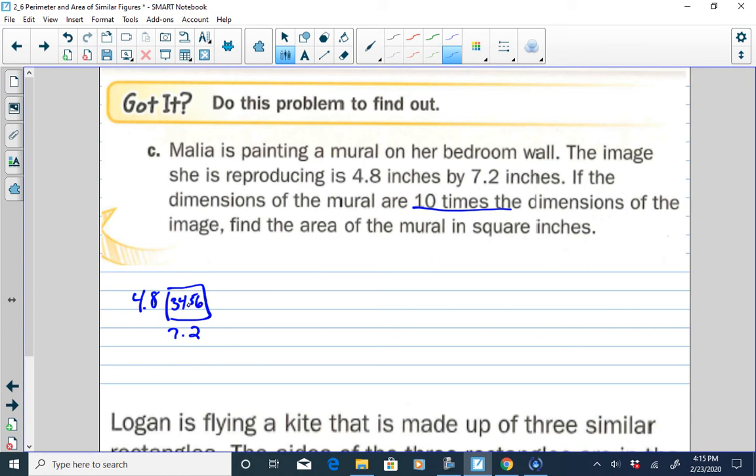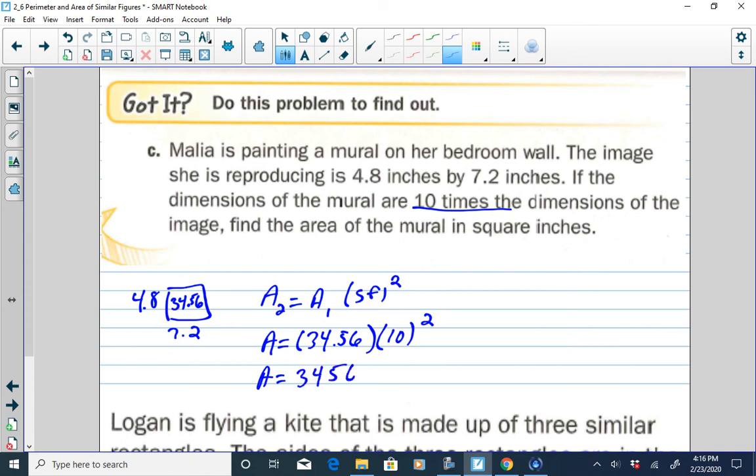So I know that that area is going to be 34.56. Now that's all the information we need here, because we know that area 2 is going to be equal to area 1 times the scale factor squared. So the area that we're looking for is going to be equal to 34.56 times our scale factor 10 squared. 10 squared we know is 100. So the area of the mural in square inches is going to be 3,456, and those are going to be inches squared.